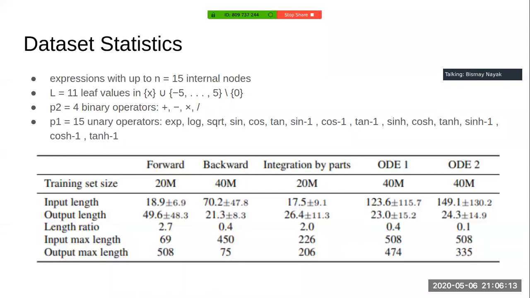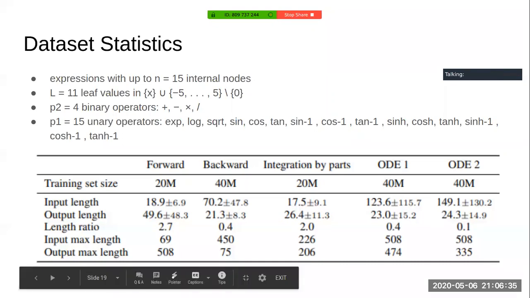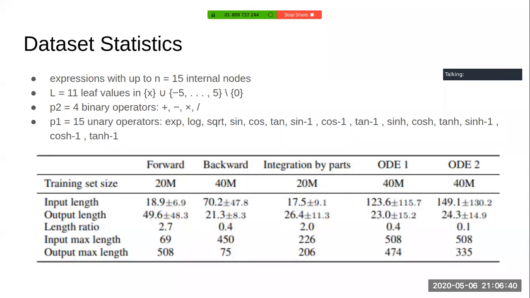You can see here that they used 11 leaf nodes, that is a single x variable and constants ranging from -5 to 5, except for 0. And they used 4 binary operators: addition, subtraction, multiplication, and division, and 15 unary operators. Most of these seem to be sine, cosine and stuff like that.